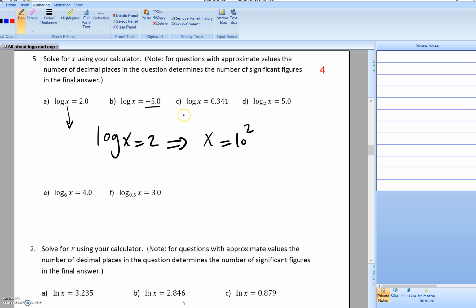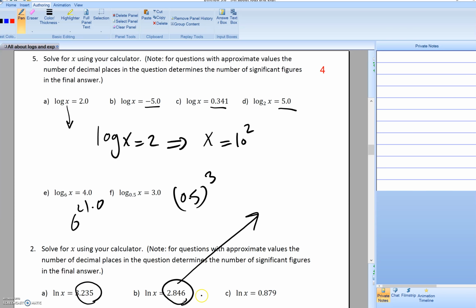So 10 power minus 5, 10 power this, 10 power this, no, not 10 here, 0.5 power 3 because the base is not 10. Here, 6 power 4. In this case I have to use e, because ln is log base e. So now I use e power this, e power this, and e power this. Again you can pause, do all the questions, and compare with the OneNote lesson.